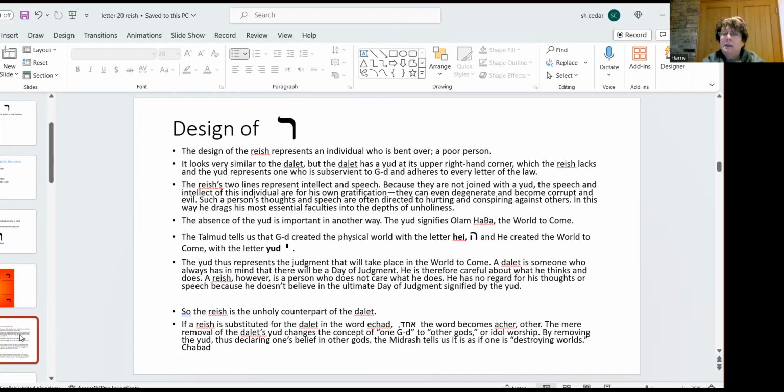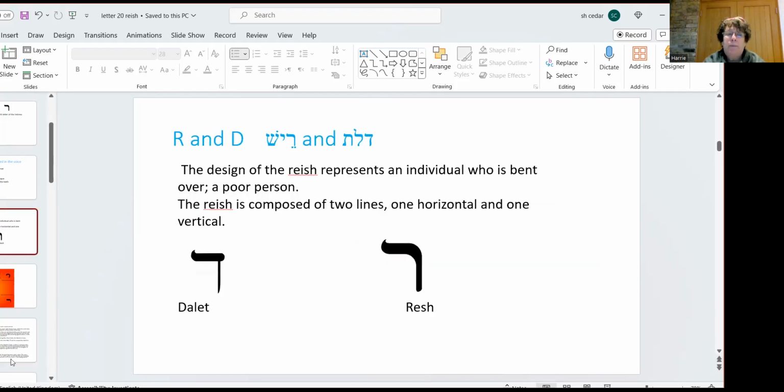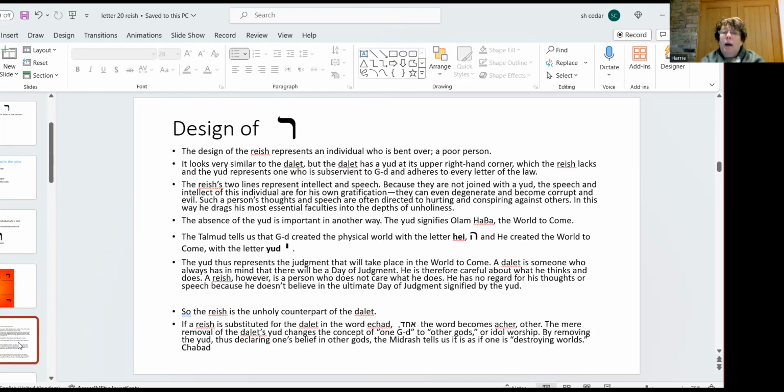It looks very similar to the Dalet, but the Dalet has that yud on the end, that extra little bit that sticks out, this yud bit here, and the Resh doesn't. And the yud represents one who is also subservient to God, but that little yud sort of hangs up in the air. It's the sort of letter that connects up into the heavens, and so the Resh is missing that bit. So the Resh, they say, represents intellect and speech, but because there's no yud in it, the speech and the intellect of the person are saying it for their own ego, for their own gratification, not for holiness, and therefore it can degenerate and become corrupt and evil.